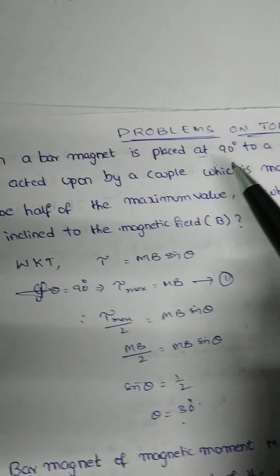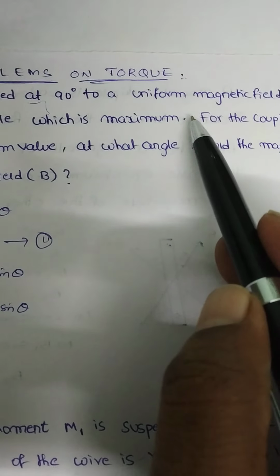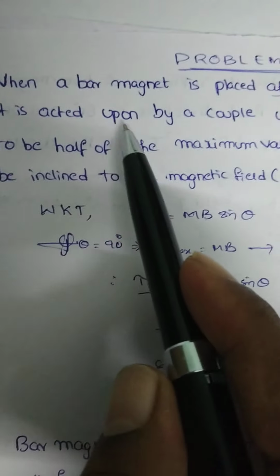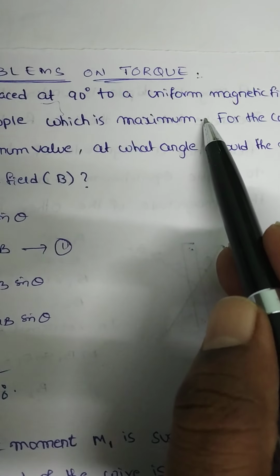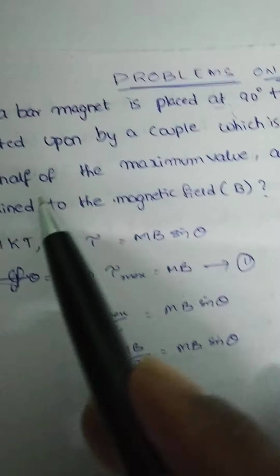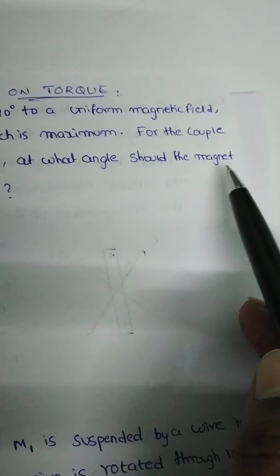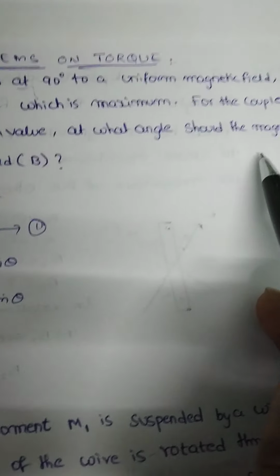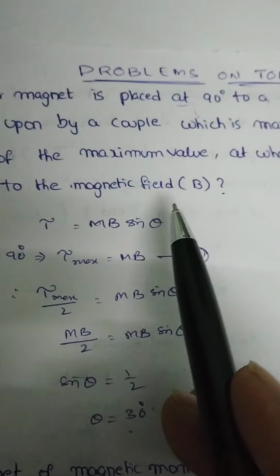when a bar magnet is placed at 90 degrees to the uniform magnetic field, it is acted upon by a couple which is maximum. For the couple to be half of the maximum value, at what angle should the magnet be inclined to the magnetic field?